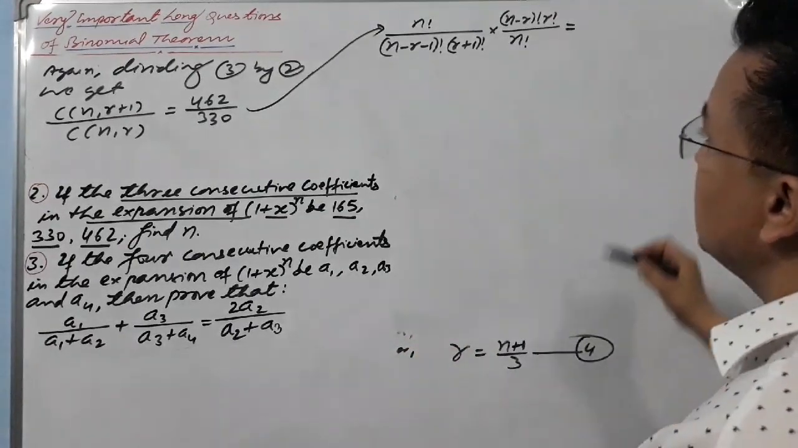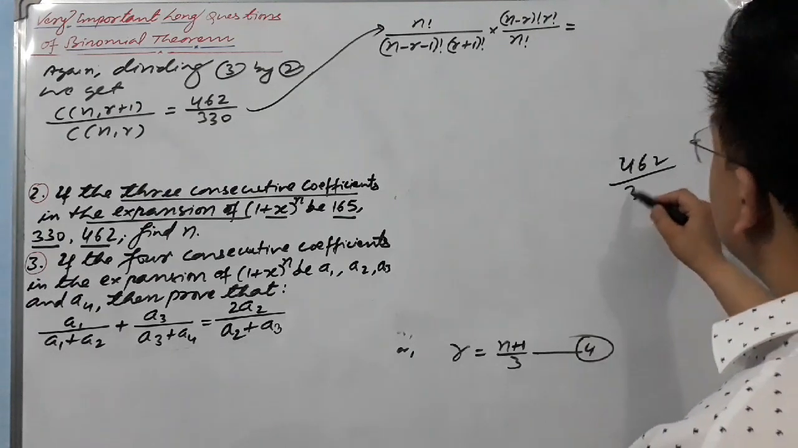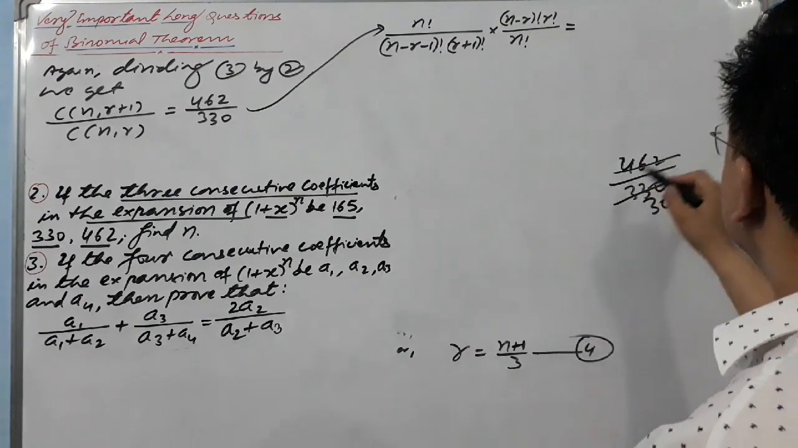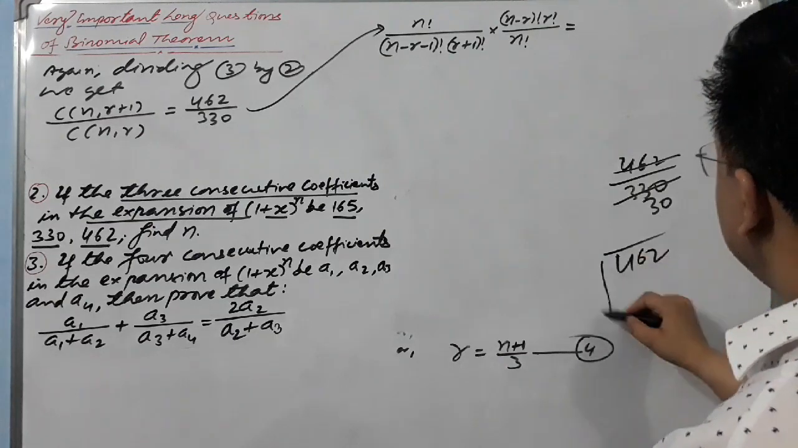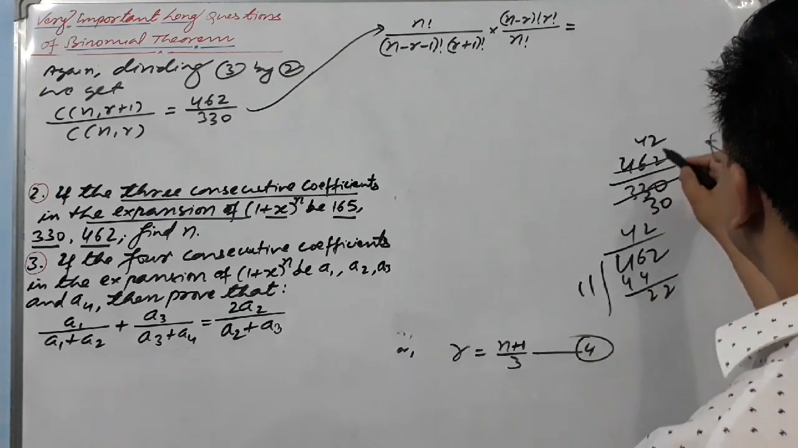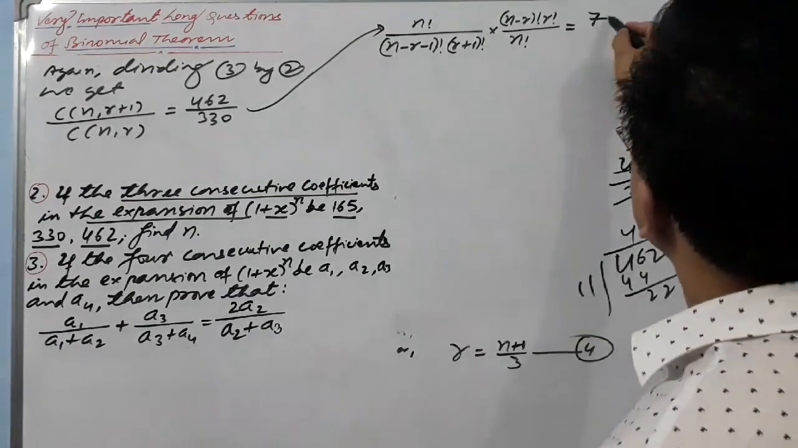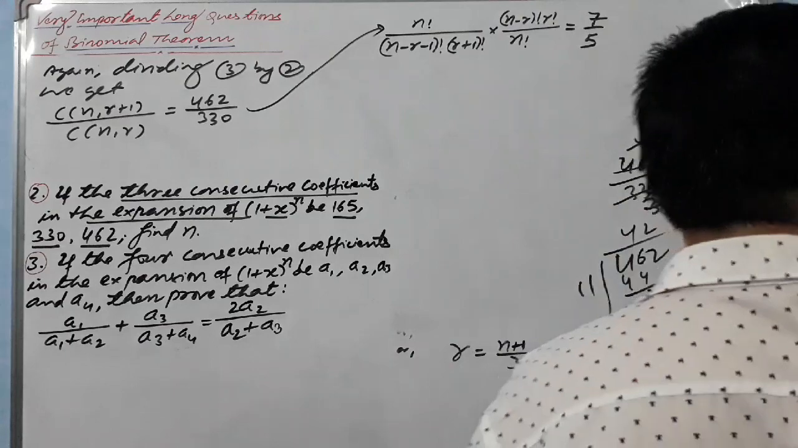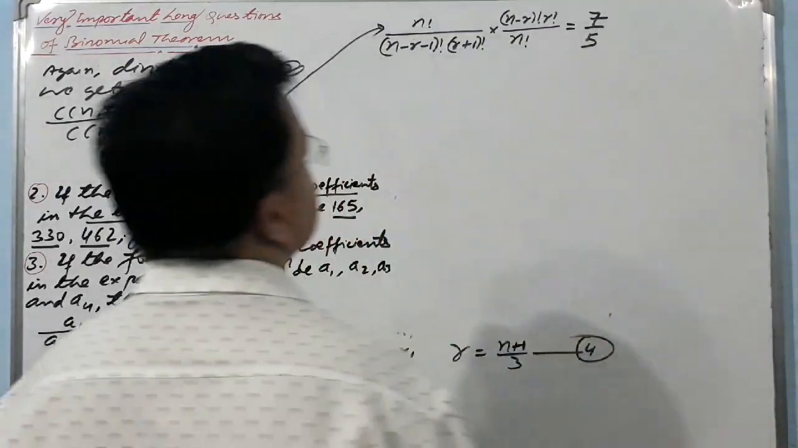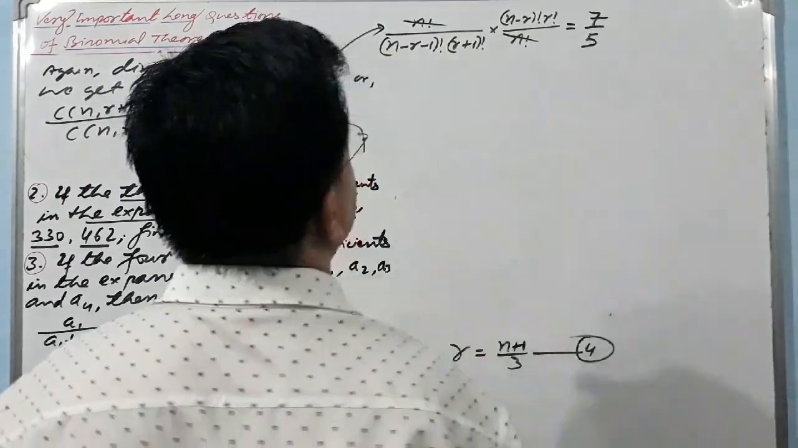I think it goes by 11. So 330 and 462, I think it goes by 11. 11 threes are 33, and 462, 11 fours are 44, 2, okay, 42, right? Again it goes, 7, 5, 7 sixes are 42. Here we are going to get 7 by 5. So you can check this calculation. So 7 upon 5, this upon this, or we can cancel.